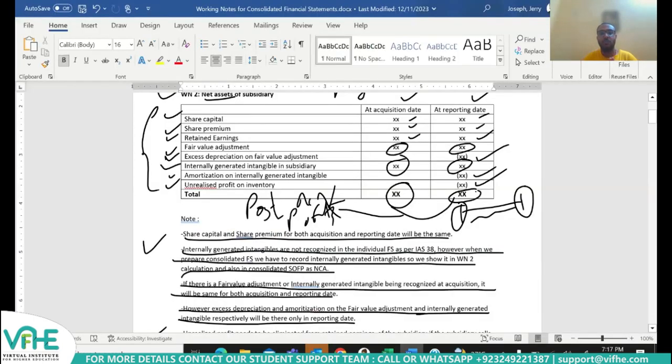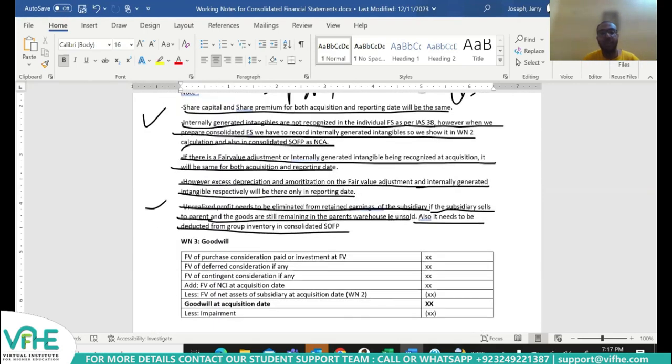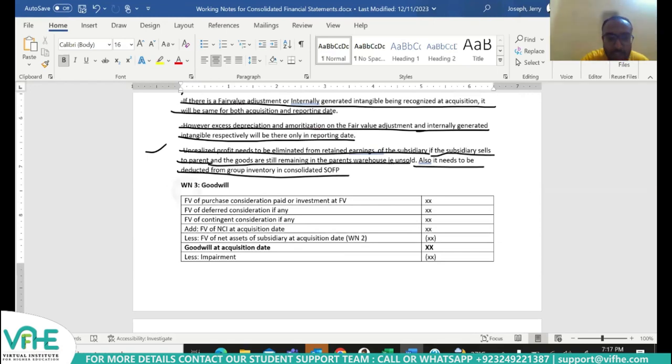Okay, so with that, we have completed working note number 2, a very important calculation for consolidated financial statements. Moving on. Working note number 3, which is goodwill. What goodwill is this? This is the goodwill that arises on the purchase of the subsidiary. How do you calculate it? There is a logic which I will explain to you.